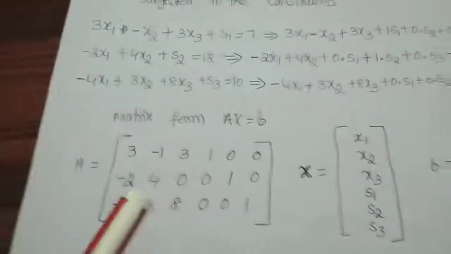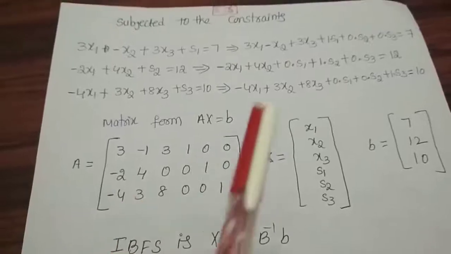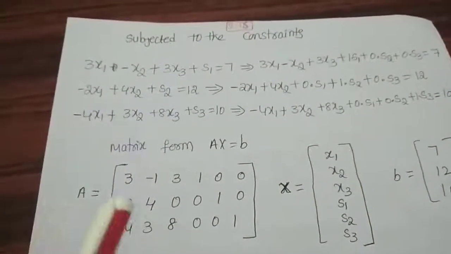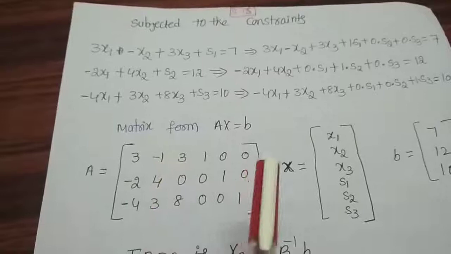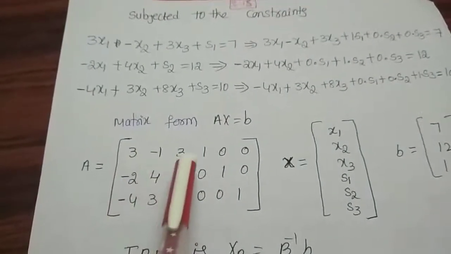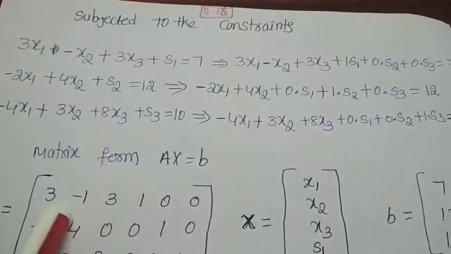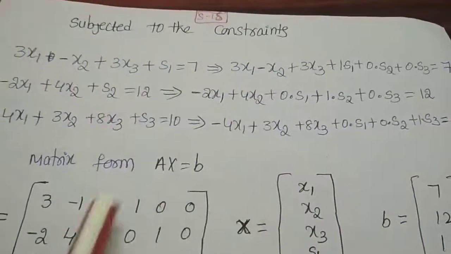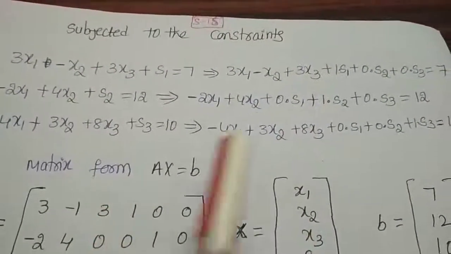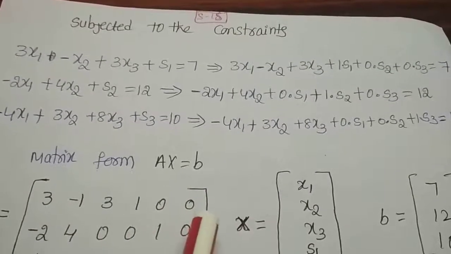Now coming to matrix form, Ax equal to B. The A matrix is taken from the coefficient values of the constraints. First I will explain the first row clearly. First row values are 3, minus 1, 3, 1, 0, 0. That is, for the first constraint, the x1 coefficient is 3, the x2 coefficient is minus 1, the x3 coefficient is 3, the s1 coefficient is 1, the s2 coefficient is 0 and the s3 coefficient is 0.